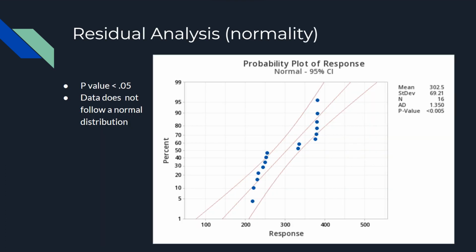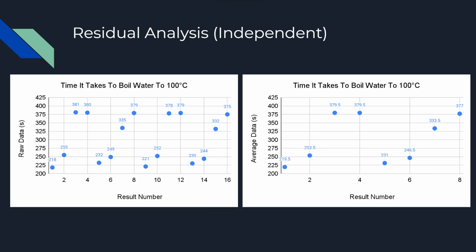Unfortunately for the normality assumption, we reject that the data follows a normal distribution since the p-value is smaller than the alpha value of 0.05. Also, by analyzing the plot, it is clear that the data does not follow a straight line. In order to avoid this in the future, it is recommended to have more than 2 replicates so that the data can normalize. The independent residual analysis.